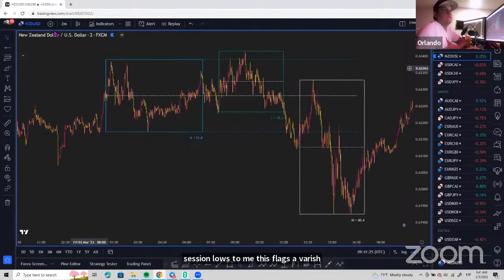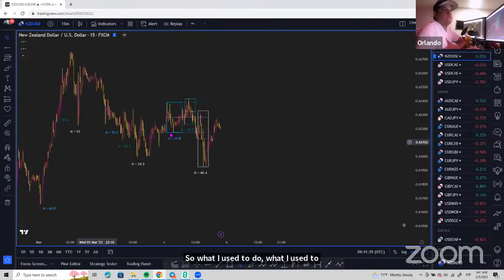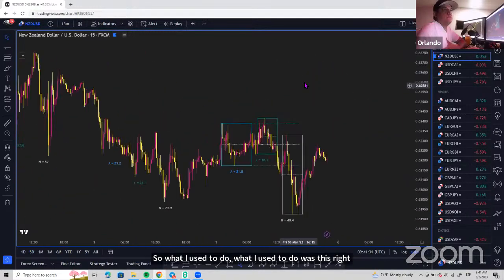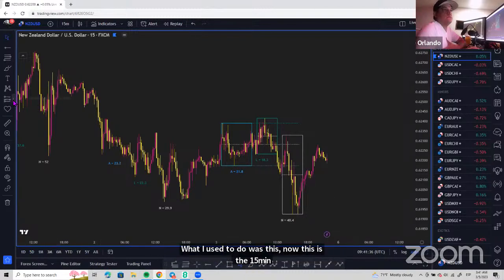So what I used to do was this, right? What I used to do was this. Now, this is the 50-minute chart. And what I used to do was this. I used to trade breakouts, right?